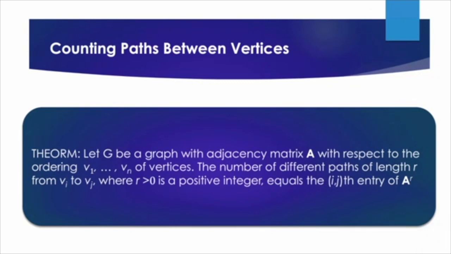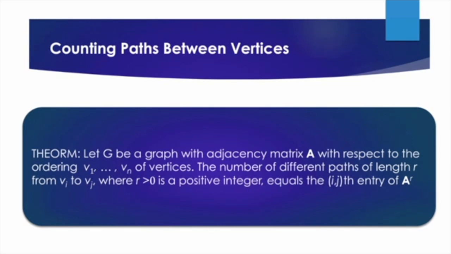So the number of paths between two vertices in a graph can be determined using its adjacency matrix. And this is basically another theorem for us to understand. Let G be a graph with adjacency matrix A with respect to the ordering V1, V2, ..., Vn of the vertices of the graph with directed or undirected edges, or with multiple edges and loops allowed. The number of different paths of length r from v_i to v_j, where r is a positive integer, equals the entry at row i, column j of A to the power r.